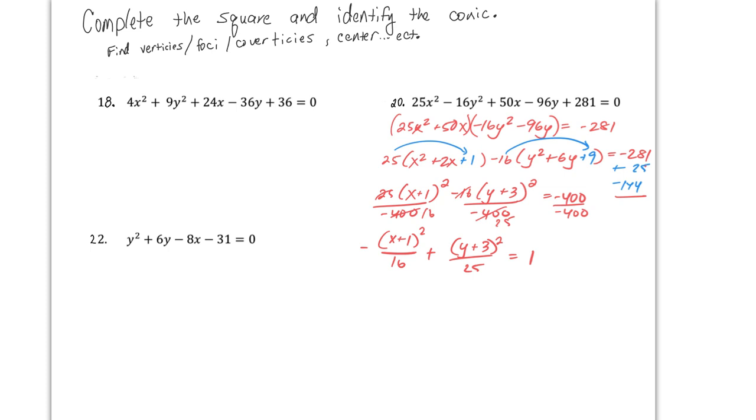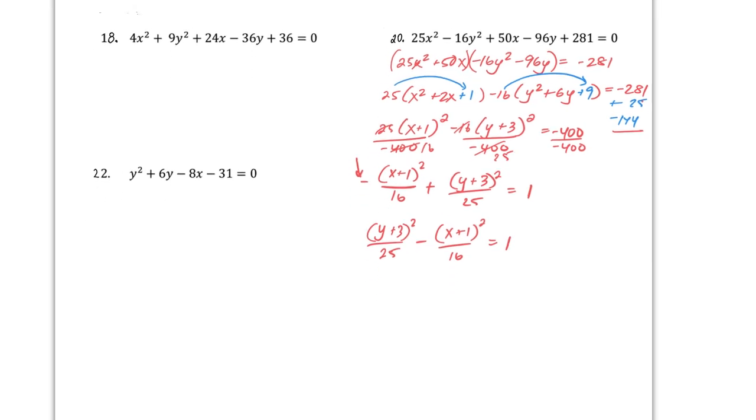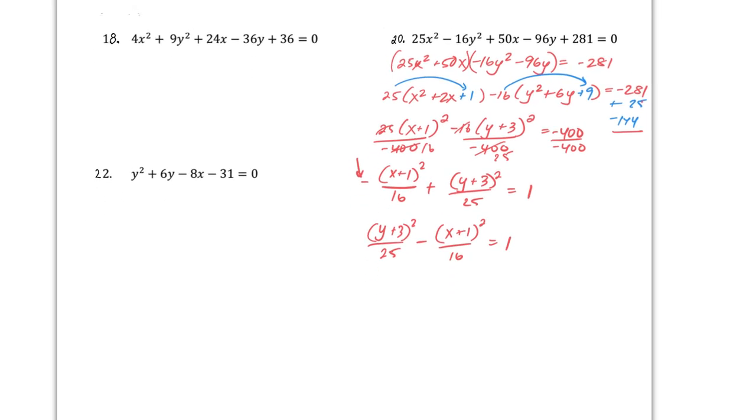So here you might be tricked a little bit in thinking, oh, this is going to be an ellipse because it's a plus. But this minus here makes a difference. I have to reorder this. I have to put the y plus 3 squared over 25 first, and then the minus here. And once I move it, all of a sudden I think it becomes obvious to you that this is actually a hyperbola because of the subtraction.